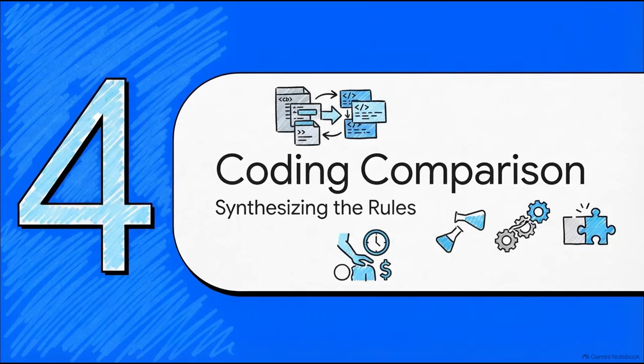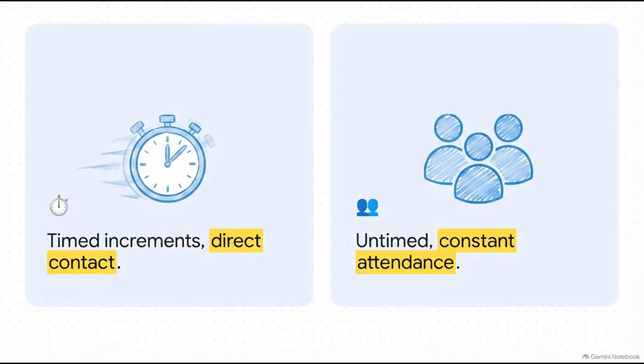Moving on to Section 4, Coding Comparison and Synthesizing the Rules. Okay, let's look at them side by side. On the left, we've got CPT 97140 for manual therapy. This code represents time-based precision. It demands direct, hands-on, one-on-one contact, and it's billed in carefully measured increments. Over on the right, we have CPT 97150 for group therapy. This represents broader session management. It's completely untimed, requiring constant attendance for 2 or more patients, but crucially, no significant one-on-one time.